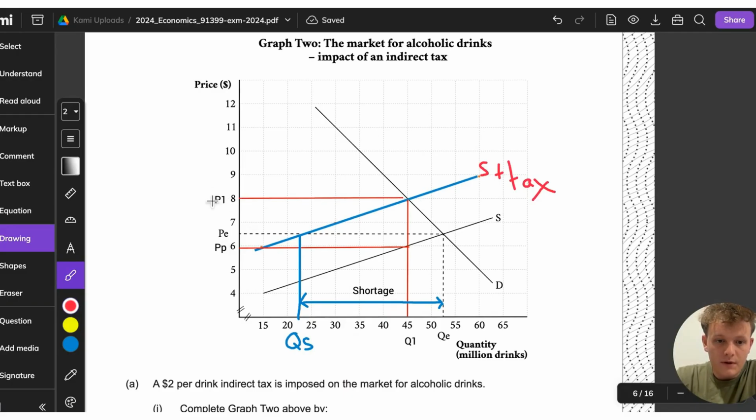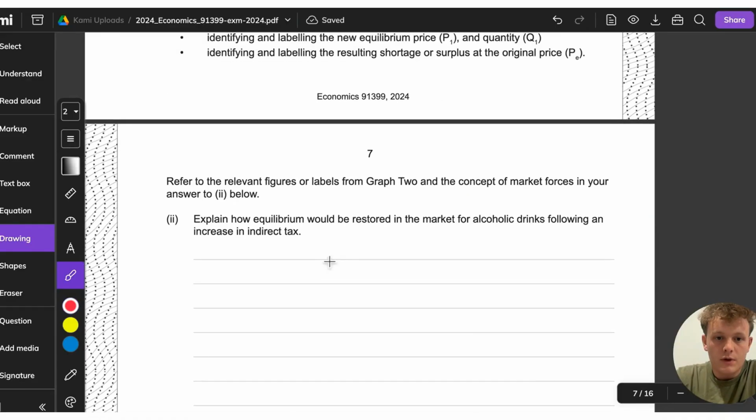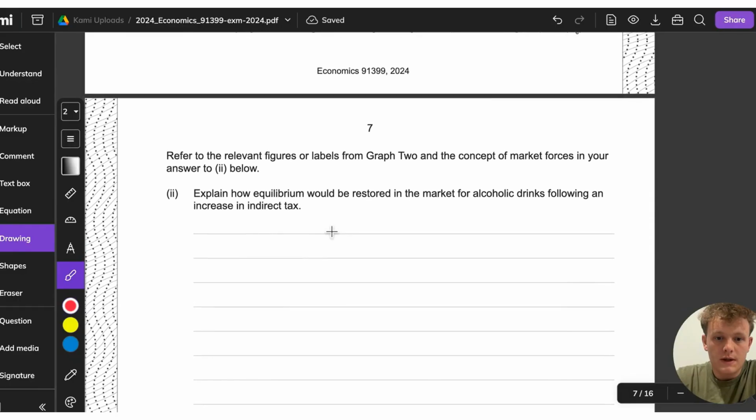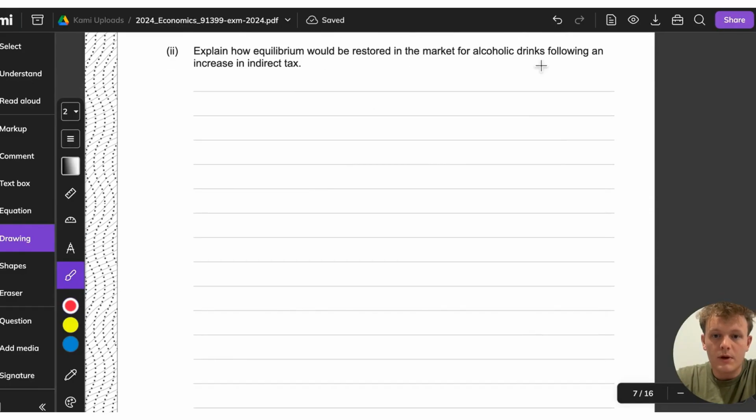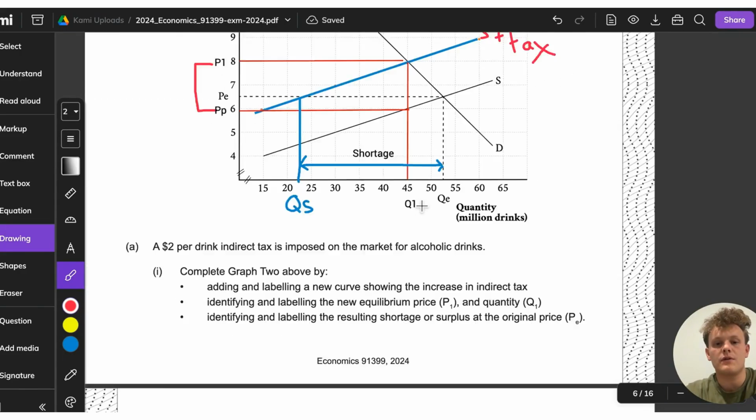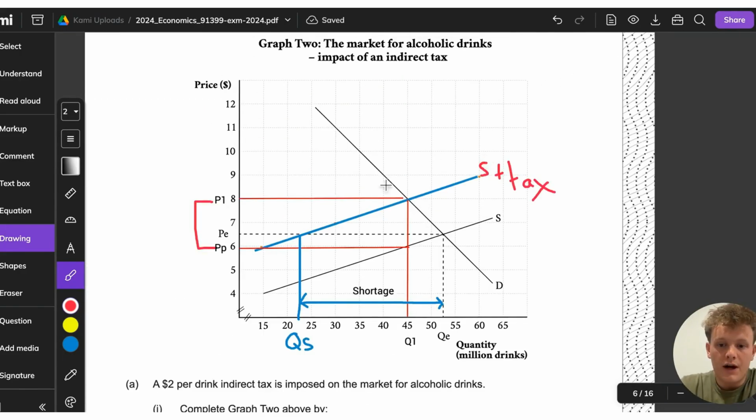Nice. So we've got our P1, PP. The difference is the value of the tax. So this is the $2 value of the tax. And then this is our shortage between these two values. So question 2 is: explain how equilibrium would be restored in the market for alcoholic drinks following an increase in indirect tax. I'm just going to talk it through on the graph right now. I'm not going to type out the answer.